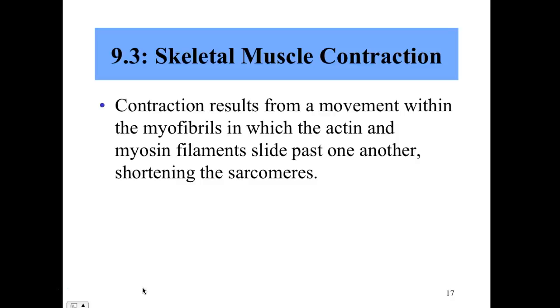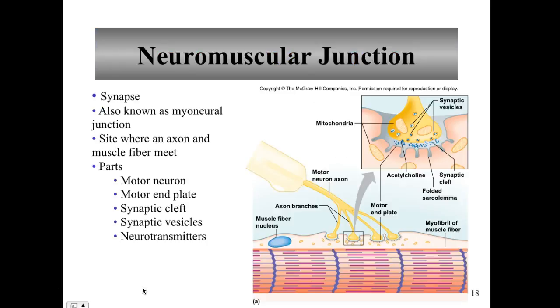So what do we see here? Skeletal muscle contraction. Basically, contraction results from a movement within the myofibrils in which the actin and myosin filaments slide past one another, shortening the sarcomeres. So what do we have here? If you look here, this is a neuromuscular junction, abbreviated NMJ. And basically what happens is you have the stimulation of a skeletal muscle cell.